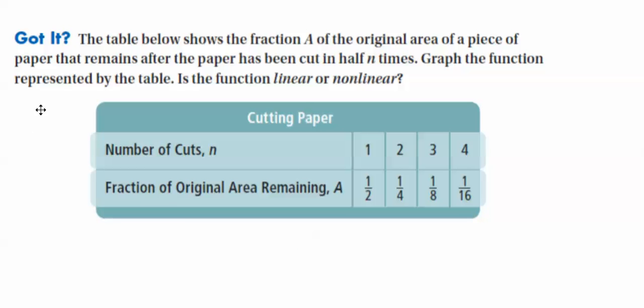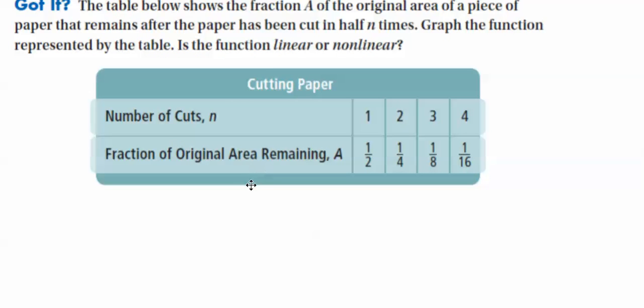So for the next one, it says the table shows the fraction a of the original area of a piece of paper that remains after the paper has been cut in half n times. Graph the function represented by the table. Is it linear or nonlinear? So just do the same thing. Just go ahead and make yourself an x and a y axis. Plot it and see if it looks linear. If it doesn't walk like a duck and it doesn't quack like a duck, then it's not a duck. So if it looks linear, say it's linear.